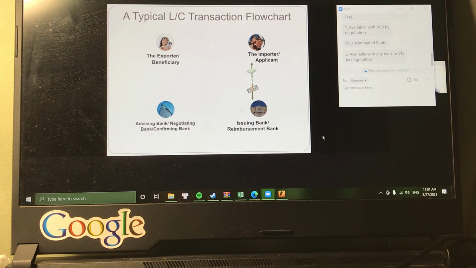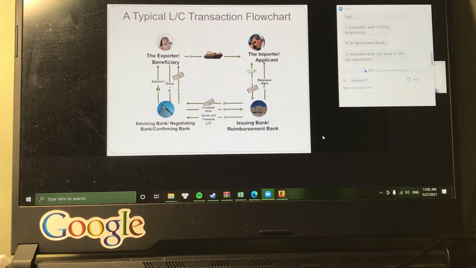Okay, so now I just explained about the parties. Based on the handouts and textbook, please explain the transaction from step number 1, number 2, number 3, number 4, number 5, number 6, 7, 8, 9. Sorry, the last step is step number 9, from the negotiating bank to the exporter.